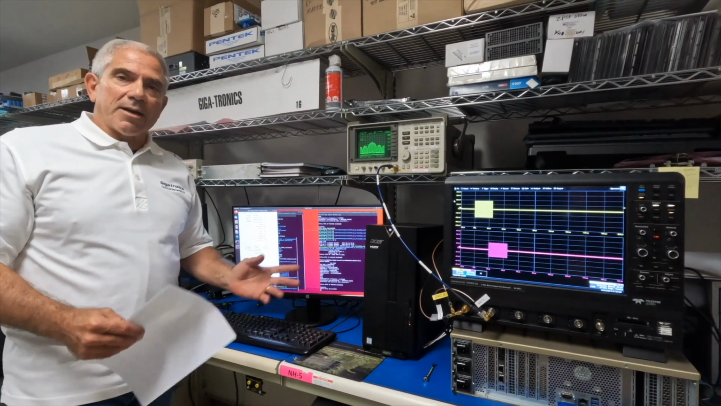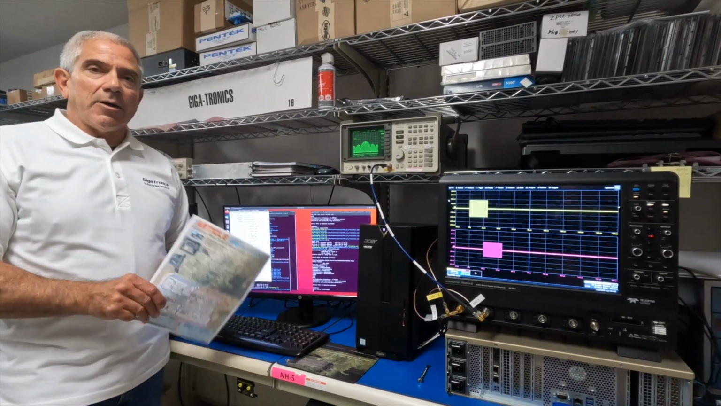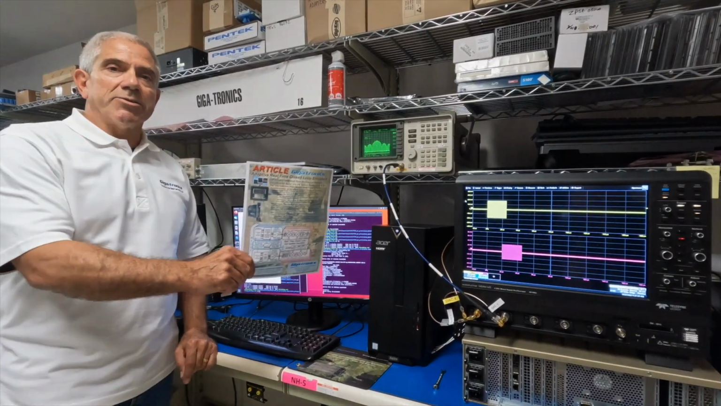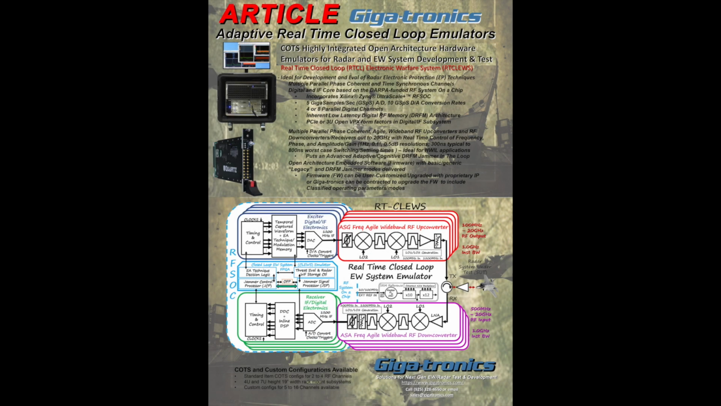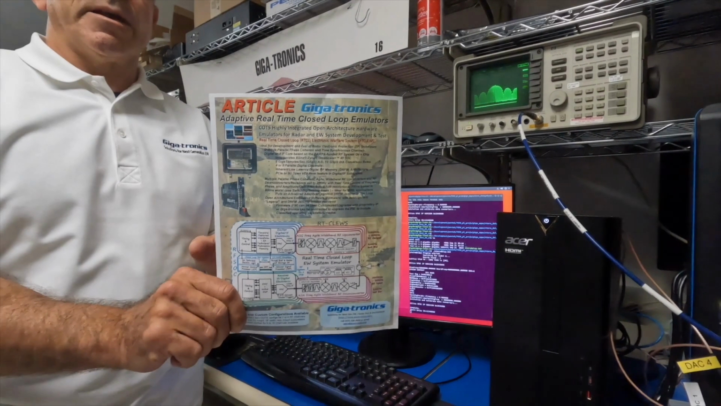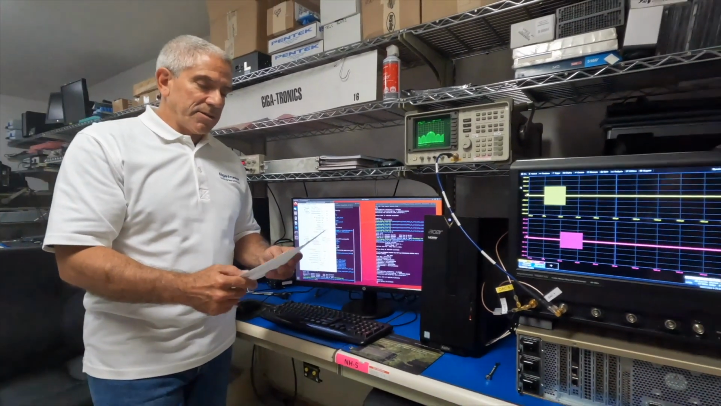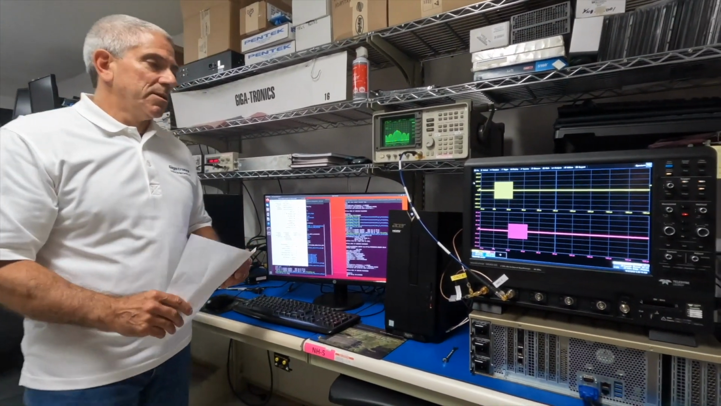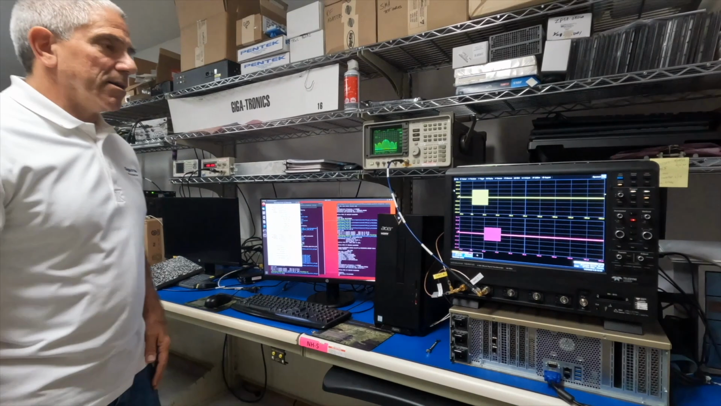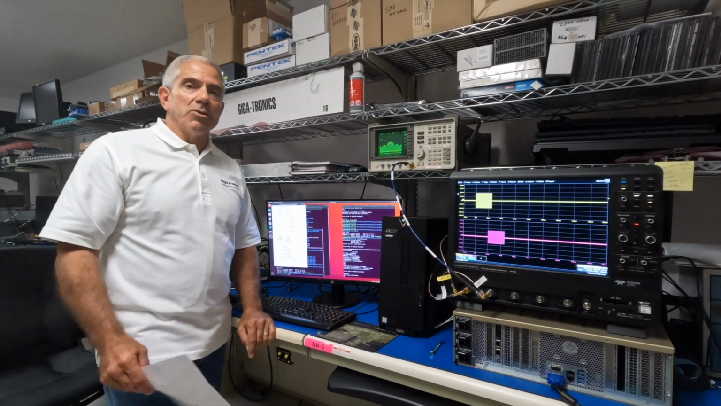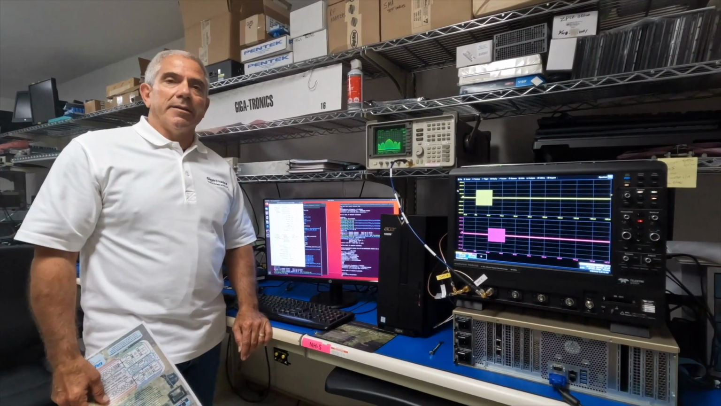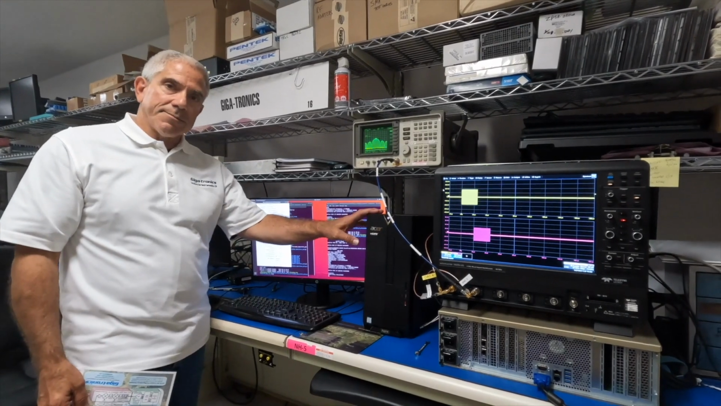This particular product we're going to highlight today is one of our 2 entries into our Article product line. Article stands for Adaptive Real-Time Closed-Loop Emulators, and one of the 2 products is for the stimulation of radar systems, and this is what we'll show you today: the real-time closed-loop electronic warfare system, and it is a DRFM jammer.